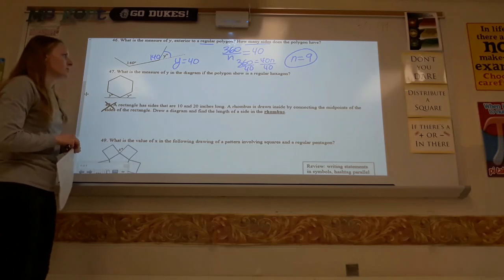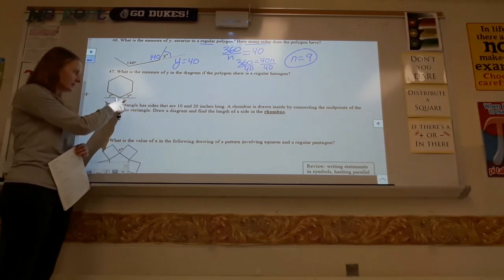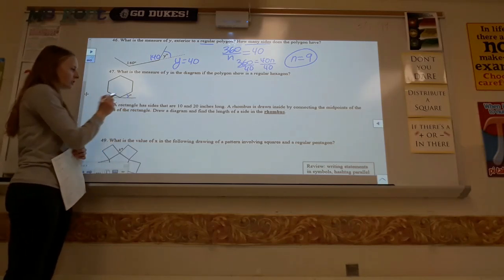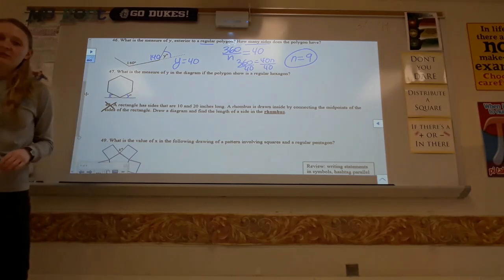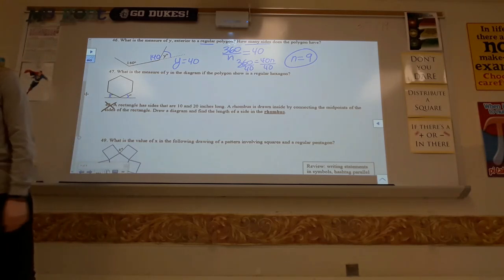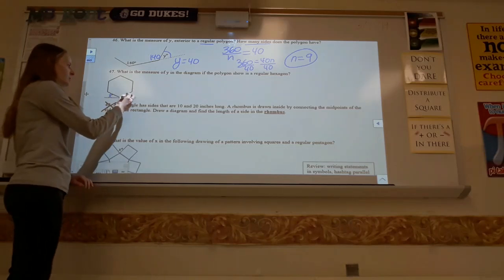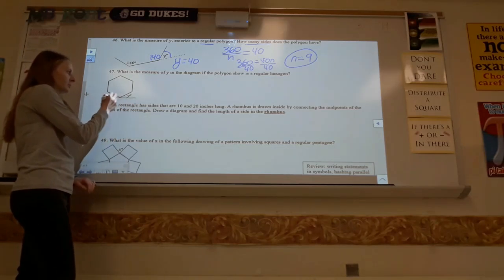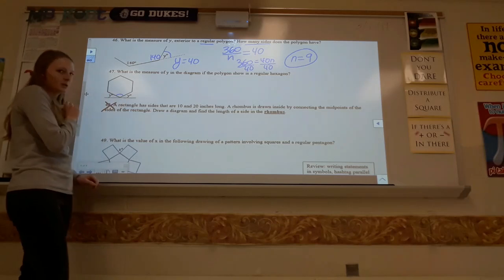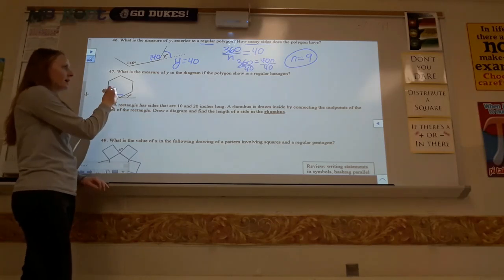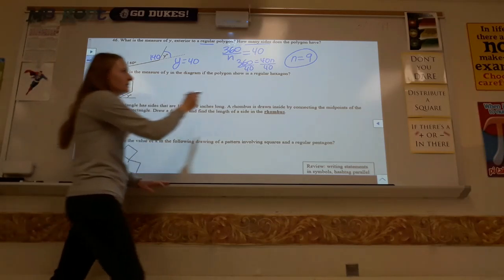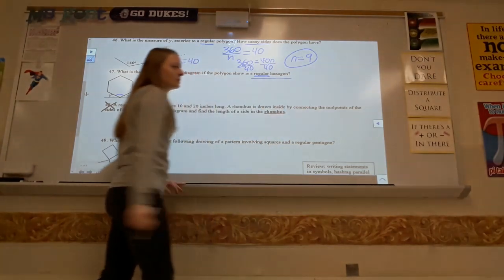Next one, what is the measure of y in this diagram? So there are two y's, which means that these two angles right here are congruent. So I'm going to use both of those angles at the same time to solve for y. This is kind of like a tessellation question. Not exactly, but sort of. So notice how I have these two angles that are both y, and then I have this angle right here, which is one interior angle of a regular hexagon. So again, keyword regular, and they gave me what shape it was.